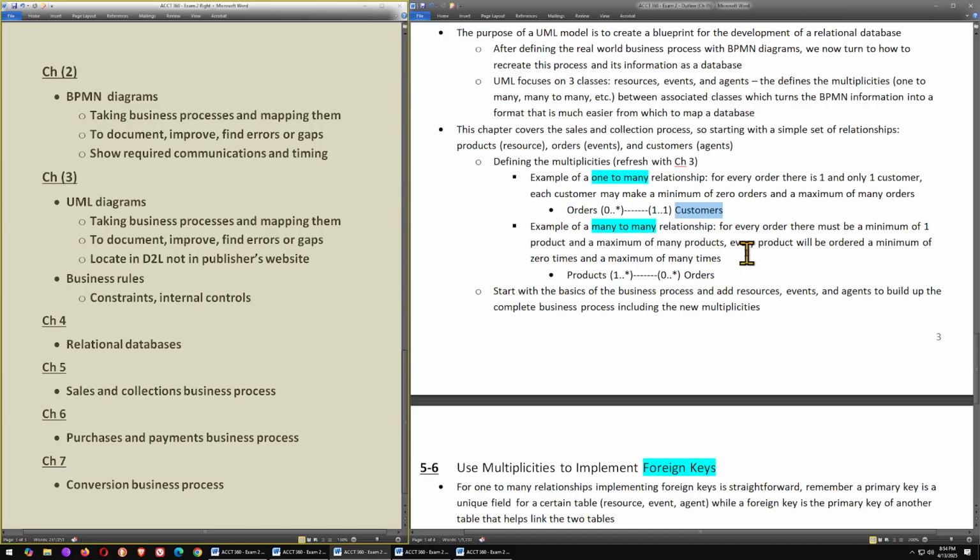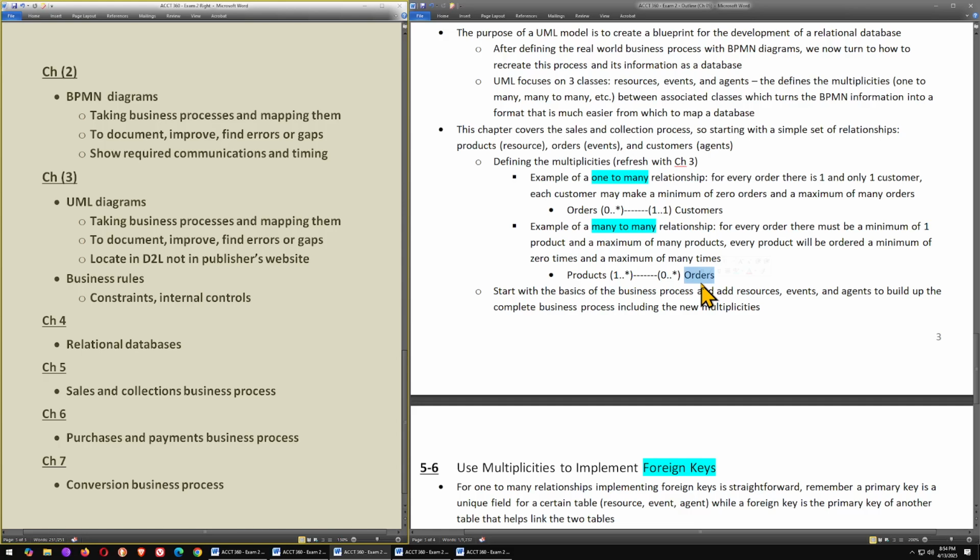On the many-to-many relationship, for every product, there is a minimum of 0 orders. Some products they may have stocked in the warehouse, but no one's ordered it, or it could have a maximum of many orders. Every order has to have at least 1 product and a maximum of many products. Another thing we can intuit about orders is that we're only selling products. We're not selling services.